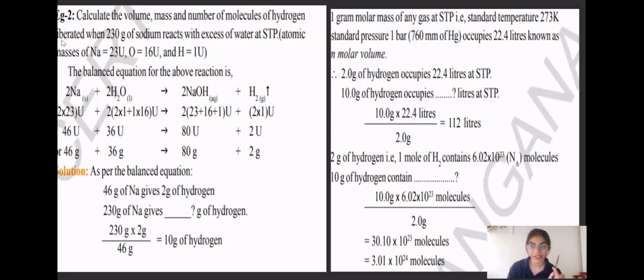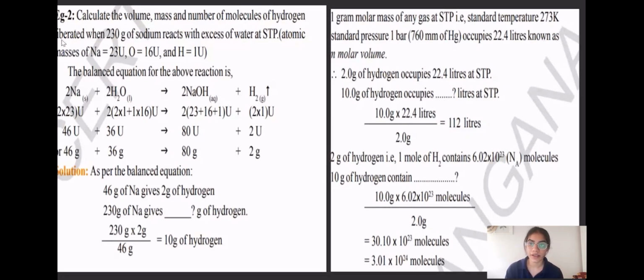Now, the balanced chemical equation for the given word equation is sodium reacting with excess of water. When sodium reacts with excess of water, it produces sodium hydroxide, and hydrogen gas is evolved. We have balanced the equation when we were studying balancing of chemical equations. So we know that 2 molecules of Na react with 2 molecules of water to give 2 molecules of sodium hydroxide and 1 molecule of hydrogen gas.